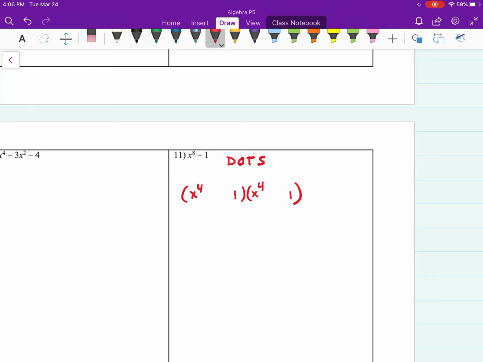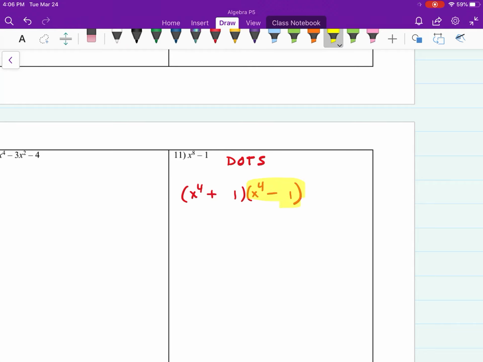What times what is 1? That would be 1 times 1. One gets plus, one gets minus. So you're looking at this. Got to say to yourself, can I factor this again? Well, x to the 4th power plus 1, you cannot. X to the 4th power minus 1, you can.